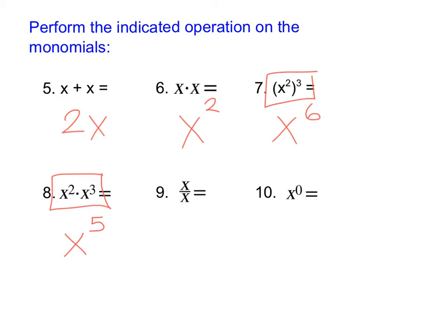Number 9, x divided by x. Anything divided by itself is 1. Similarly, x to the 0 equals 1. And think about it this way. In number 9, those are x to the 1. If you subtract your exponents, 1 minus 1 is x to the 0. But we also know that anything divided by itself is 1, right? So anything to the 0 is 1.